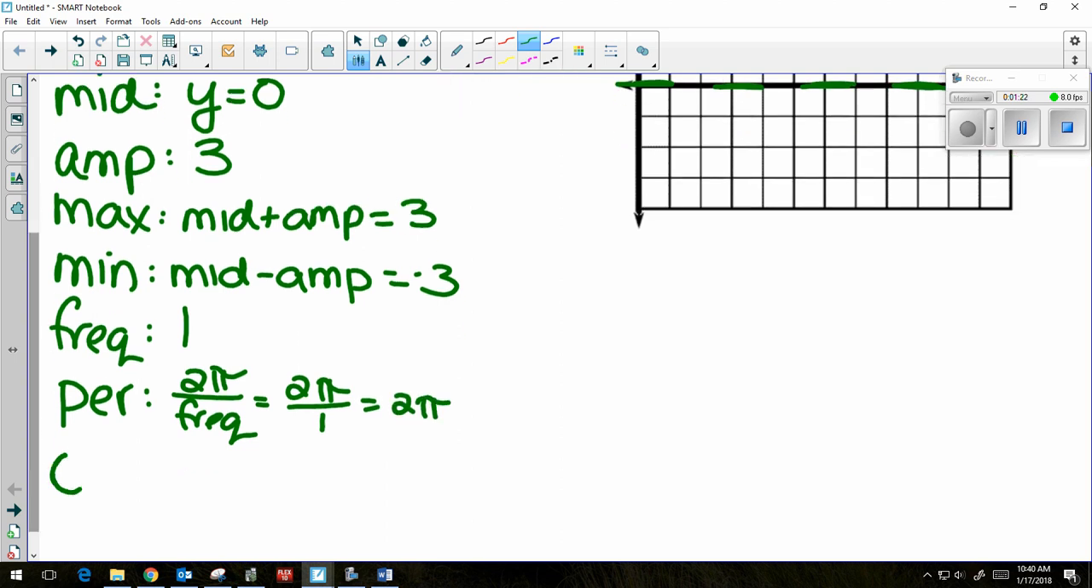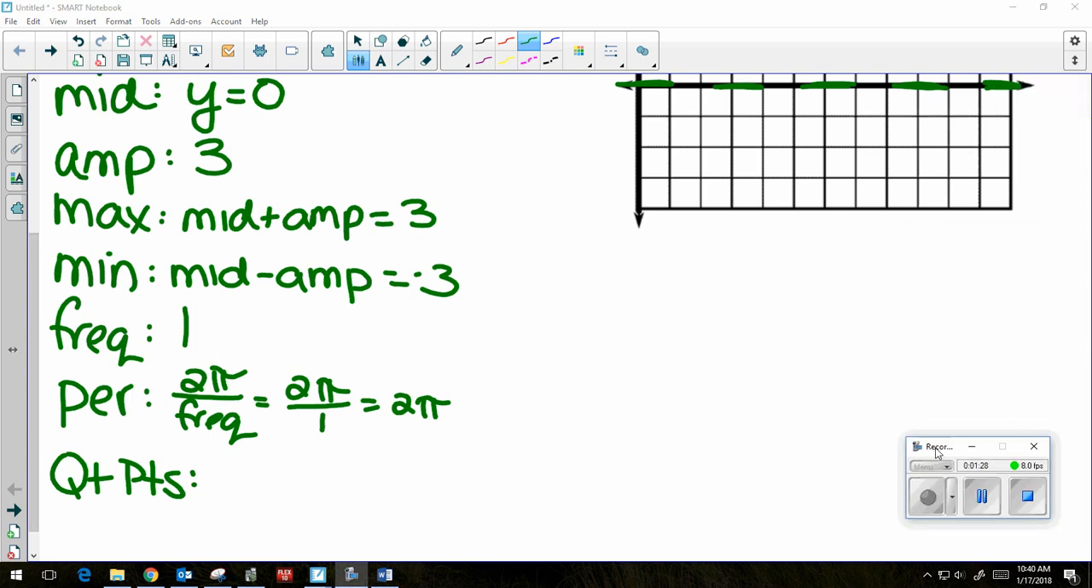And then quarter points is what I label my x-axis with. So on my x-axis, I'm going to start by labeling it in quarters. So that's 4. 1, 2, 3, 4. And I've spaced it out equally. To find the rest of it, it's going to be the period divided by 4.